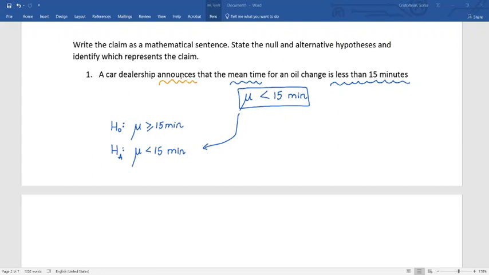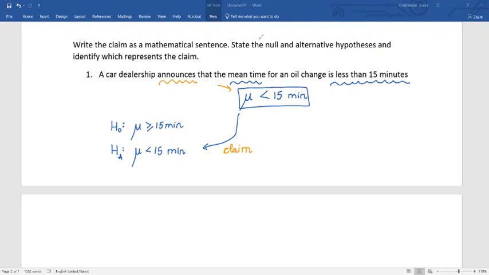Now, the claim in this case is actually based on the word announces. The car dealership announces this, which means this will be the claim. Look for this type of expression. If you can change this into a car dealership claims that the mean is this, then it makes sense, that will be the claim. So I will simply write down, this is the claim, which is the second one. Keep in mind, the claim can be the first one or the second one. In this case, it is the second one. And this is how the null and alternative hypothesis look.